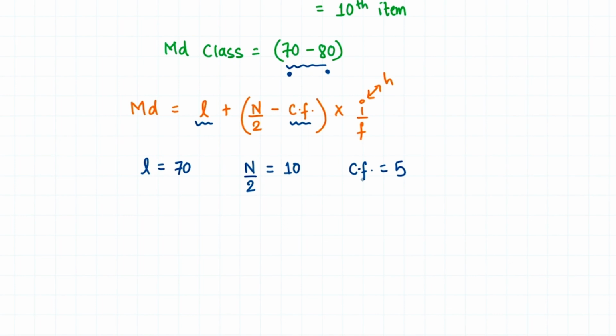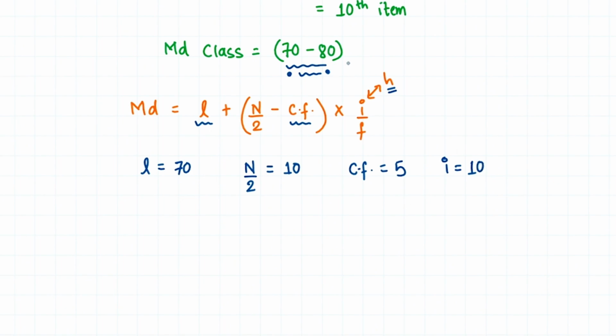People always confuse this CF with the CF of the median class, okay? But it's not the CF of the median class, it's the CF of the preceding class of the median class, which is the class just above the median class, okay? So that's our CF. Now what this I means, or sometimes it's written as H, is the gap between our class, okay? So our gap in our class from 70 to 80 is 10, right? So our I is going to be 10.